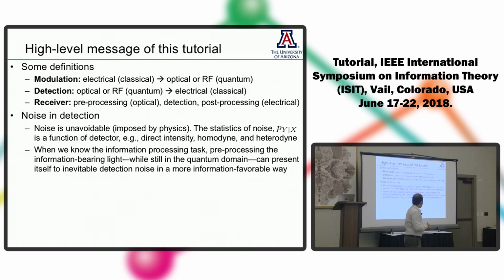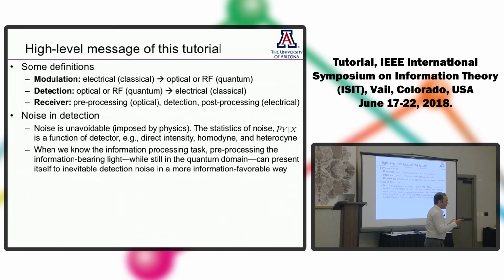So noise is a fundamental aspect of detection. No matter how you choose to detect light, there will be some amount of noise associated with it. And there is a minimum amount of noise that is governed by physics. Depending upon the way you choose to detect light, the statistics of the noise can be different. Okay? So the actual statistics which determines the P of y given x, the y part, this is the part that comes as a result of the detection.